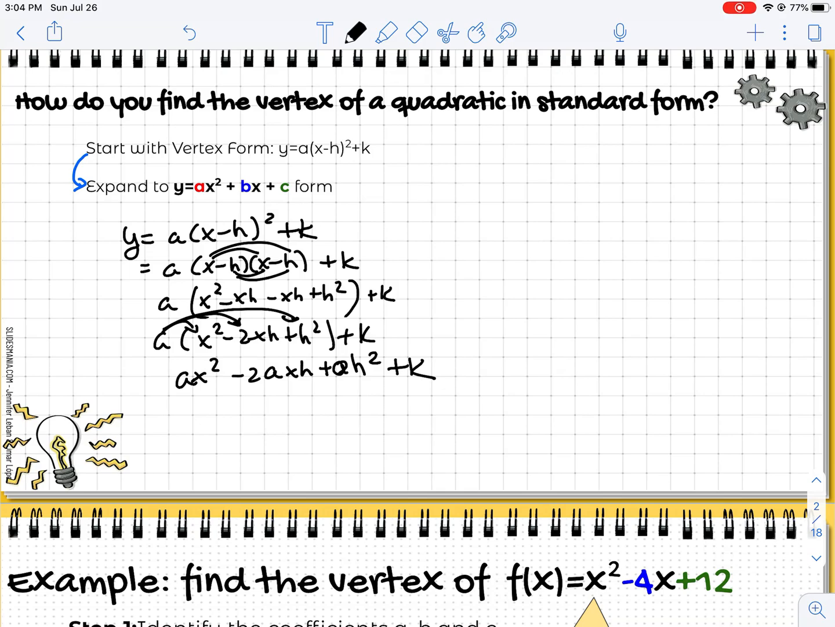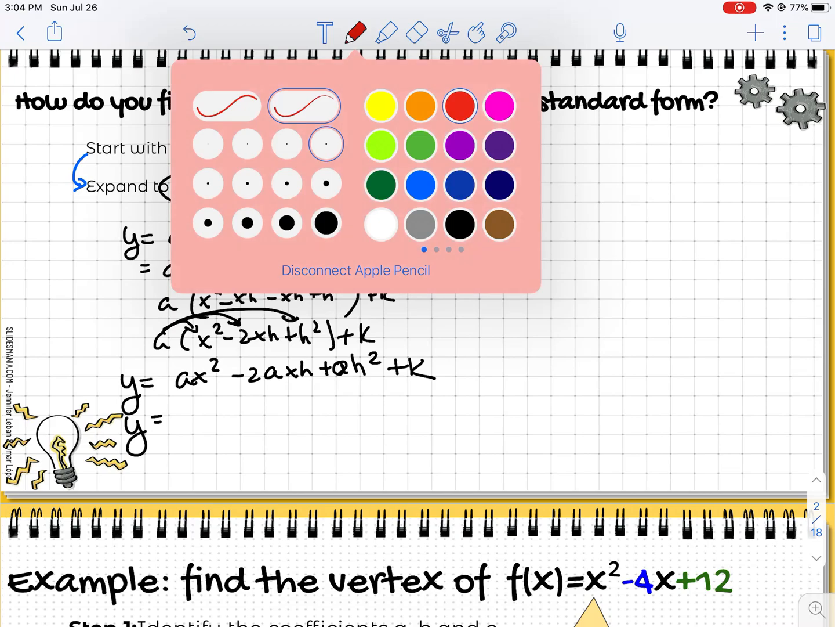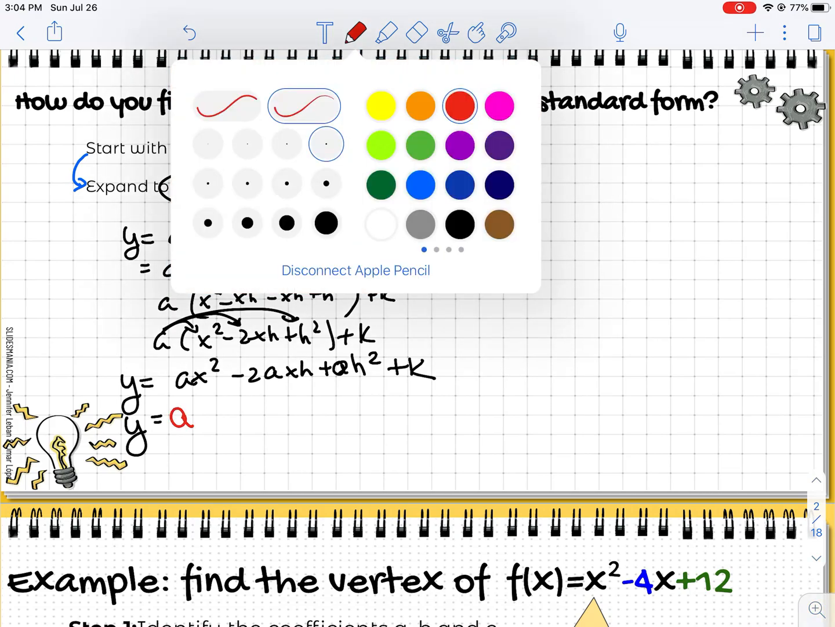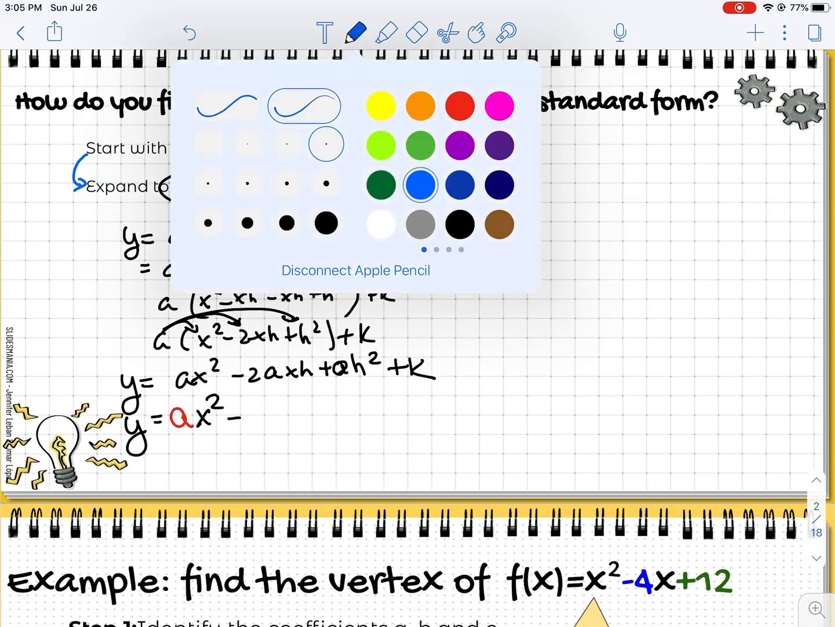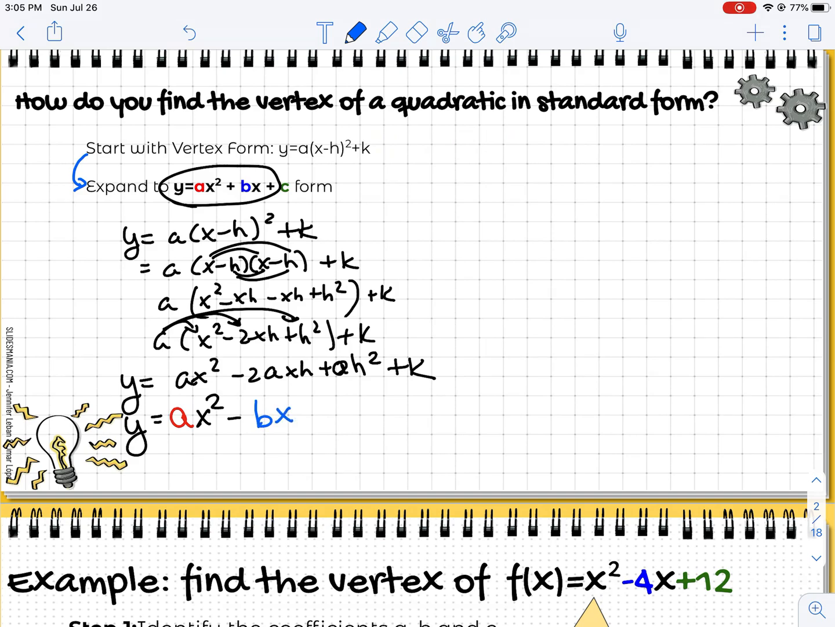Then what I'm going to do is line that up with this expanded form, which is our standard form, so we can see some similarities. Let's use some of those letters or colors. So they have a x squared, plus bx, and then they have plus c. Okay, so we're going to draw some relationships here.